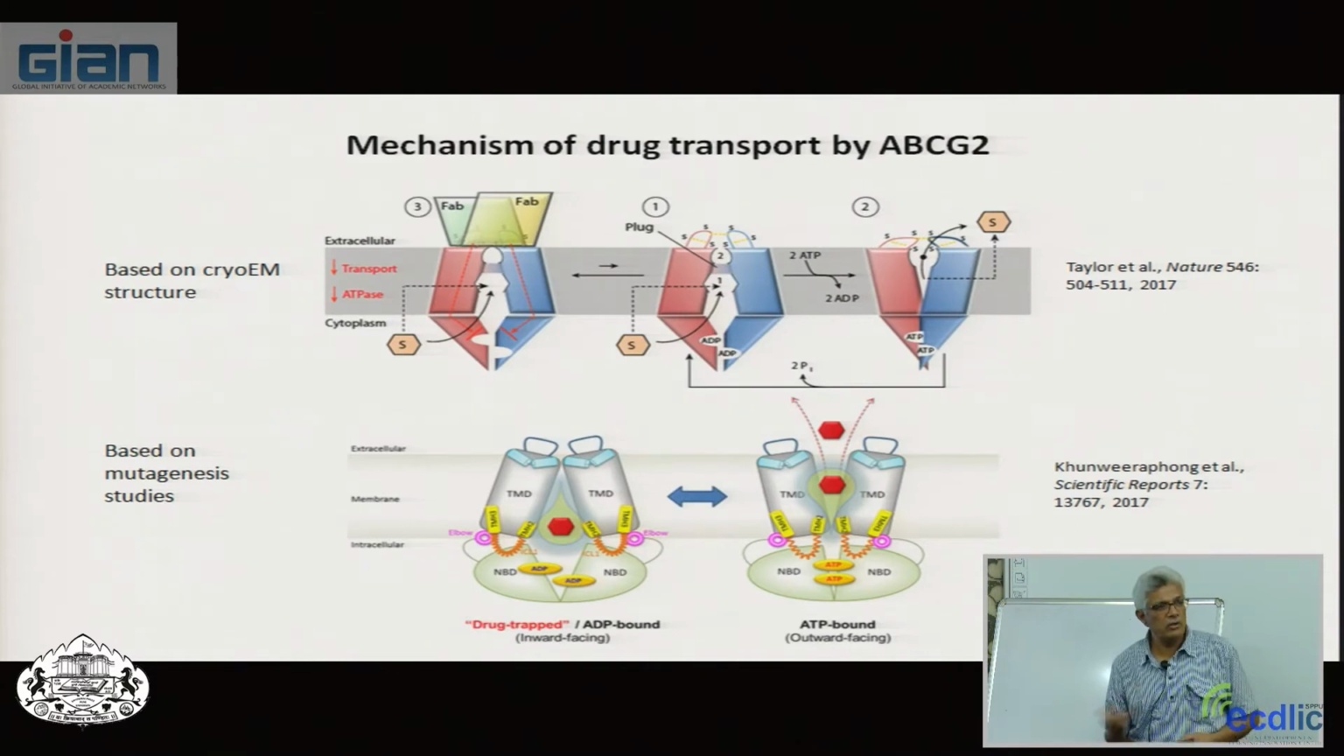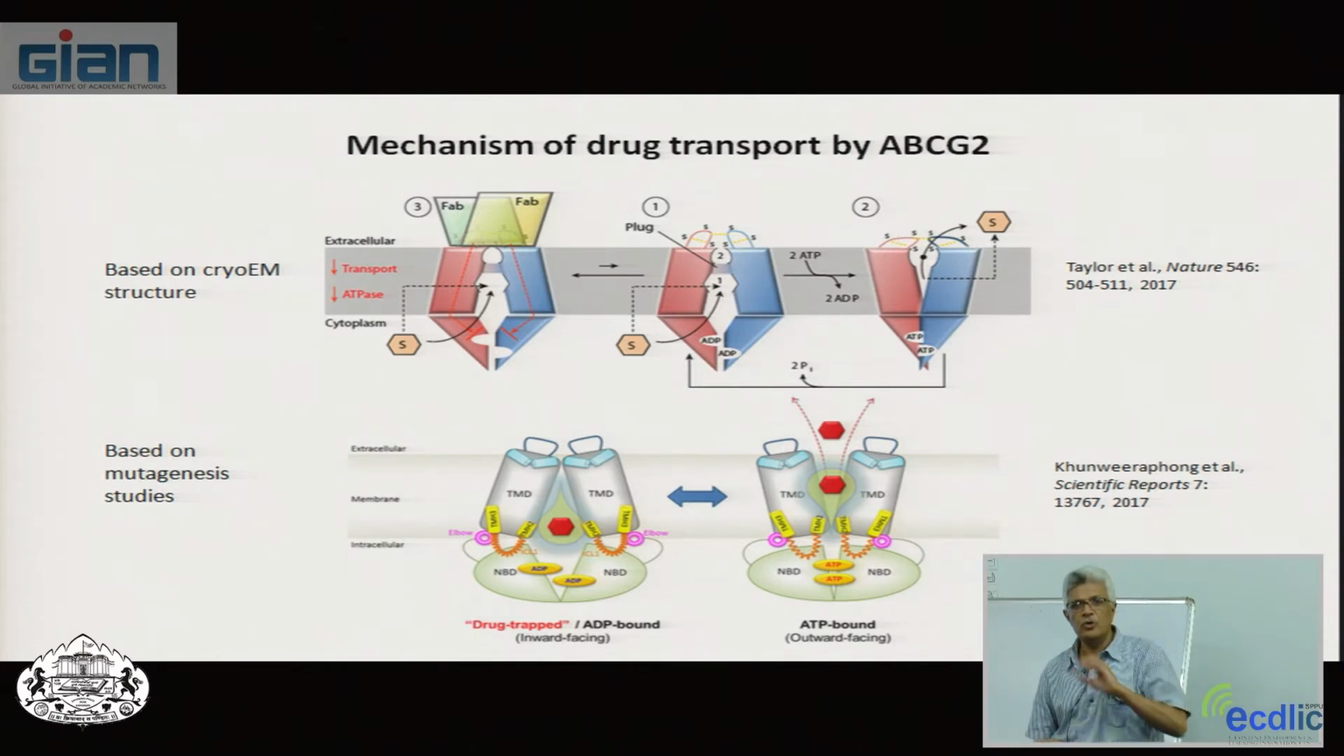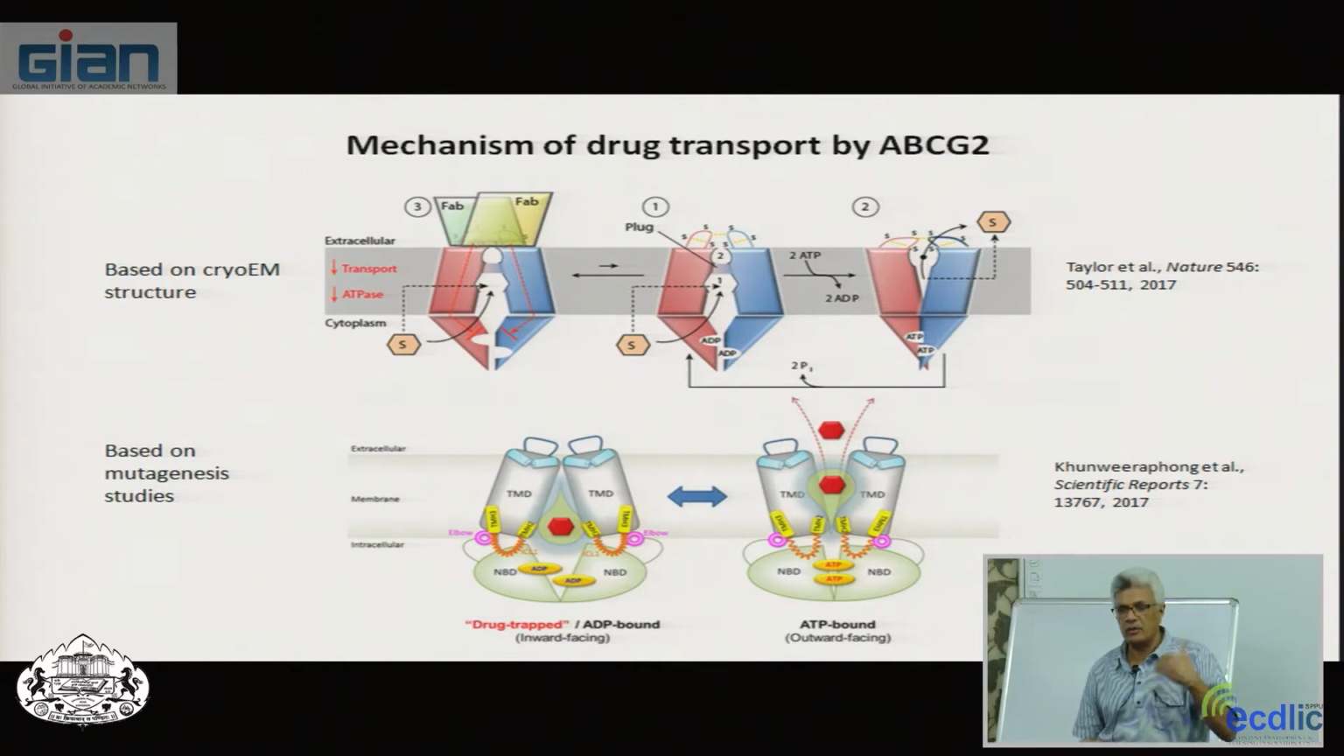So now we have two models for ABCG2 based on extensive mutagenesis studies which were just reported a couple of months ago, and this is the CryoEM structure of the transporter. Okay, so we have monoclonal antibodies people have developed for P-glycoprotein and ABCG2. Monoclonal antibodies can actually also be used as inhibitors or modulators.